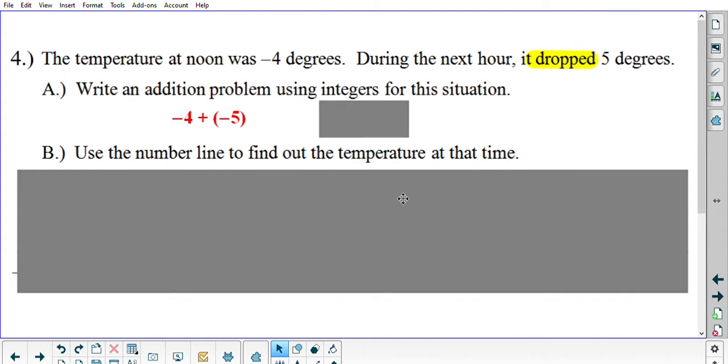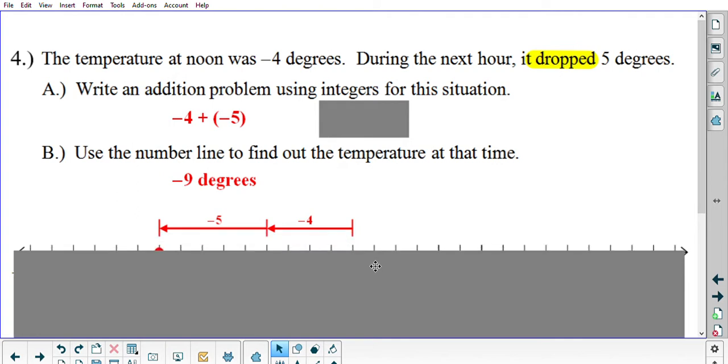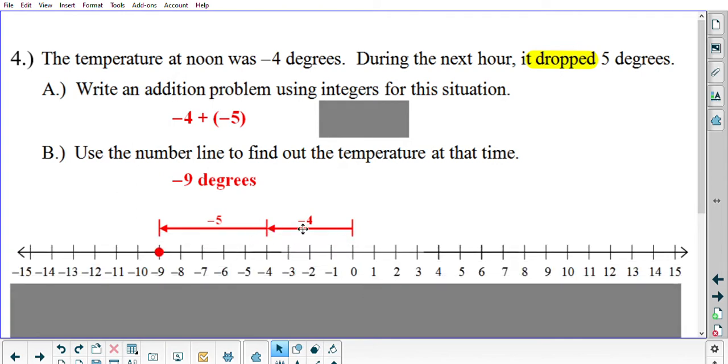So if you have to fix it real quick, hit pause on the video and then we'll see how you did. Okay, I hope you already did part B on your own, and now you're ready to see how you did. Since these are both negatives, you're going to go left both times. So you're going to go left 4 spaces from 0. And then you have to go left 5 additional spaces.